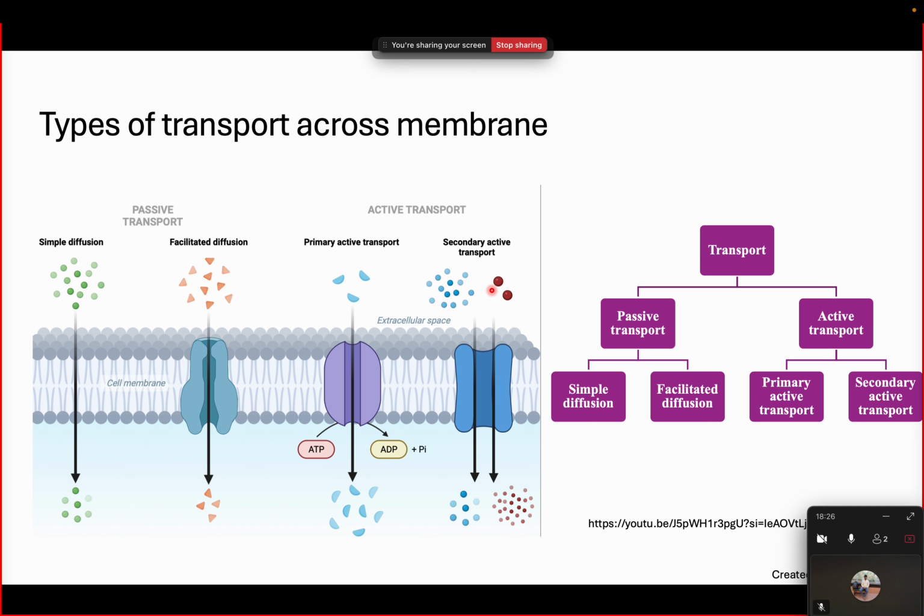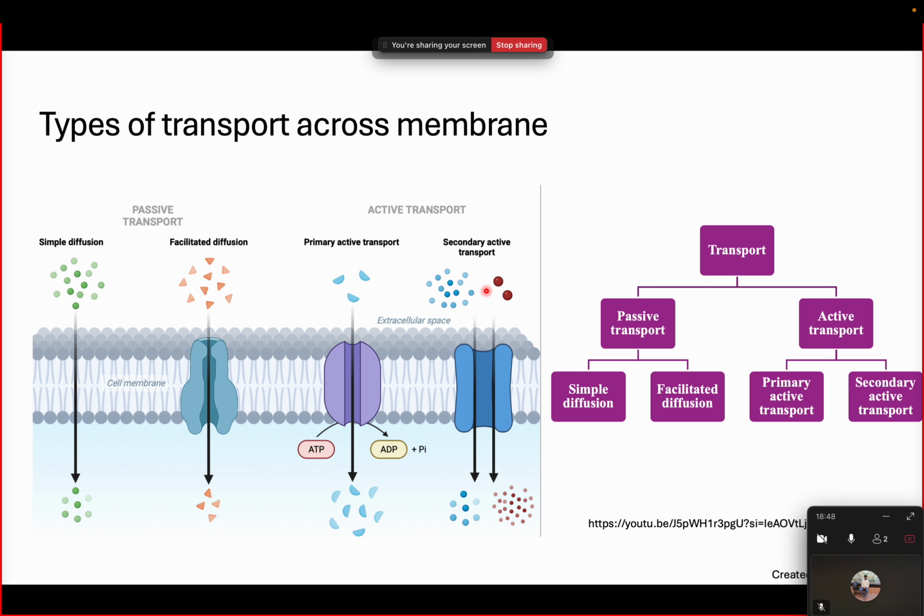So what will happen is there will be transportation against the gradient of this less abundant substrate by using the energy associated with the substrates which are higher in number. So in this, there is no direct association of ATP, but the energy utilization is still there. Hence, it will be called secondary active transport.